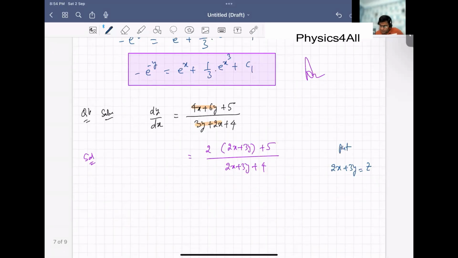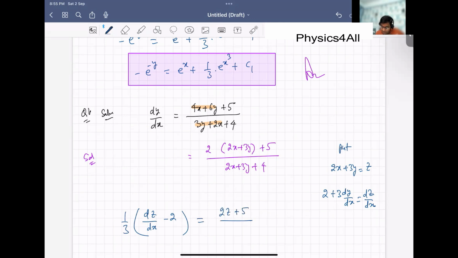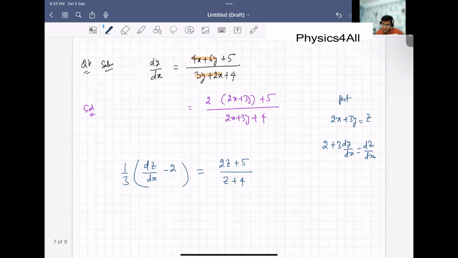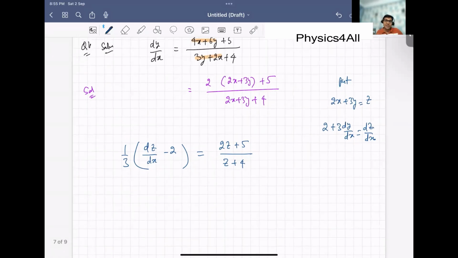So what will be the benefit of this? If I take the derivative of this, 2 plus 3 dy by dx is equal to dz by dx. So dy by dx will be equal to dz by dx minus 2, and 1 by 3. That's my left hand side, and right hand side will become 2z plus 5 over z plus 4. Okay, so instead of the given equation in y and x, the y dependent variable, x independent variable, I've converted into z and x. So z has become the dependent variable and x the independent variable. Later on, once I solve it in z, then I can resubstitute back in terms of y, because I know that 2x plus 3y is equal to z.